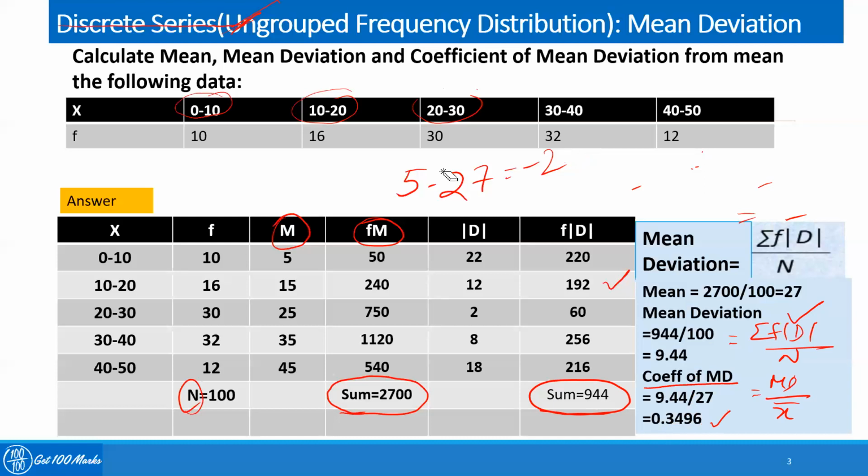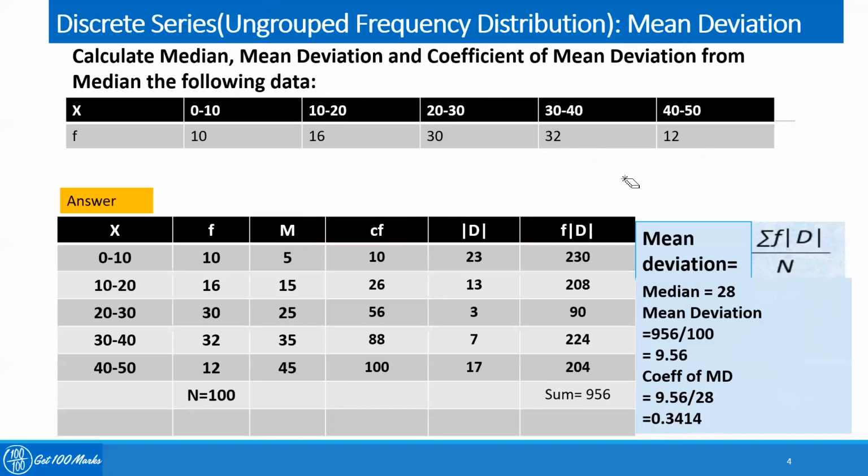Let's just see the next question, which is all about calculating the mean deviation from the median. As I already told you, this is not a discrete series. Basically, this is a group frequency distribution, and we have to calculate the median, mean deviation and coefficient of mean deviation from the median. So first we have to calculate the value of median. Then we have to take the deviation of each value from the median, and then finally we have to apply the formula and calculate the mean deviation from median.